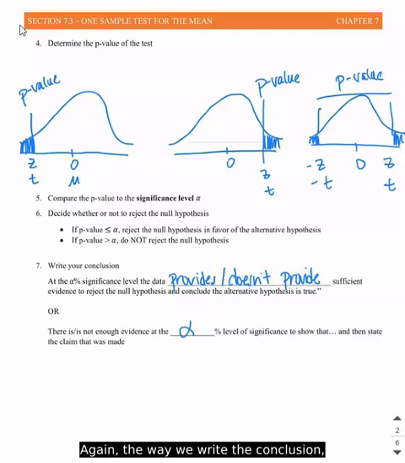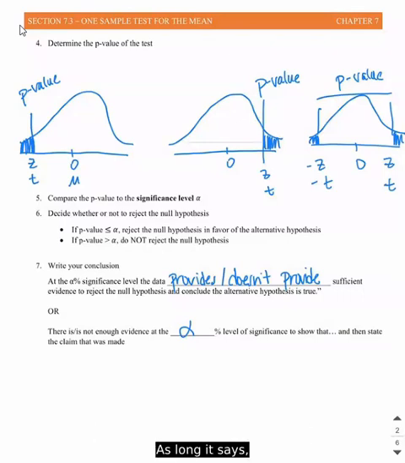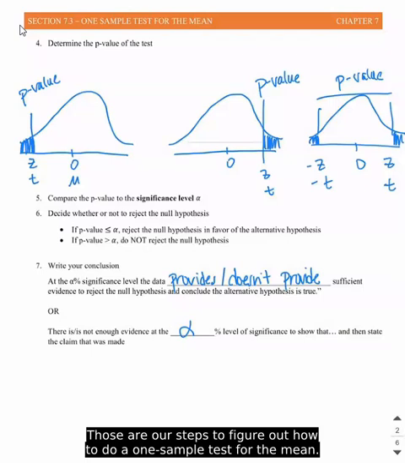So again, the way we write the conclusion depends on whether we have it as a multiple choice or are writing it by hand. As long as it says all of the different elements, we should be good. So those are our steps to figure out how to do a one sample test for the mean.